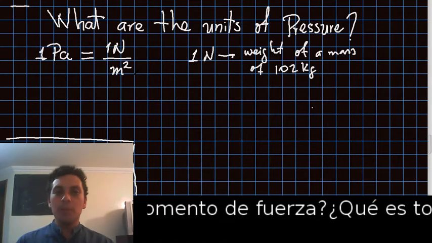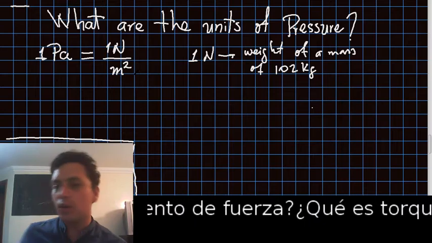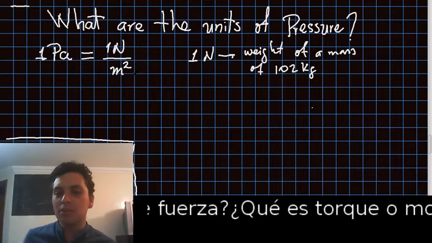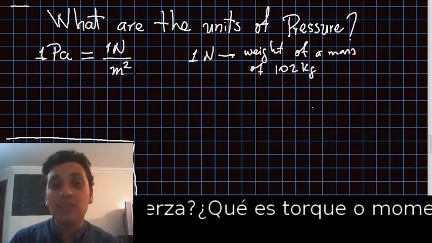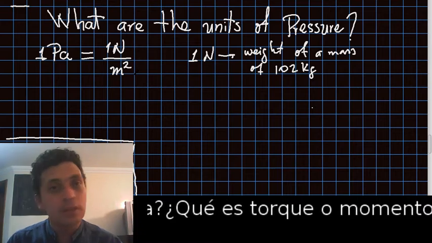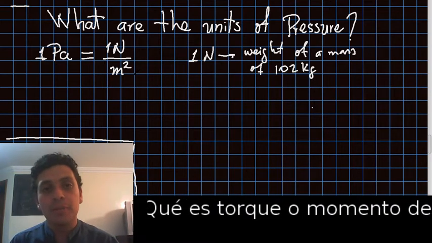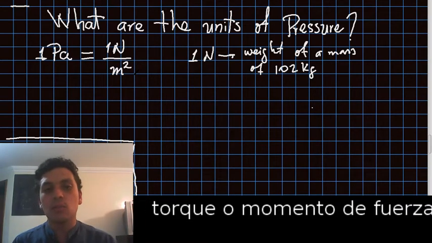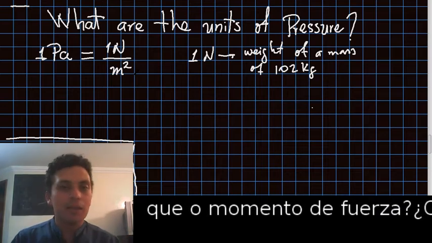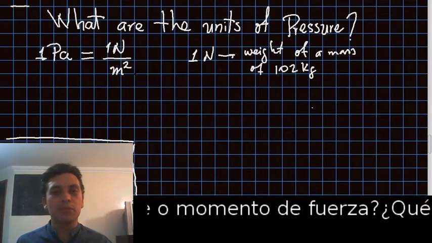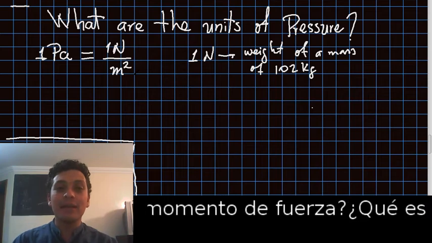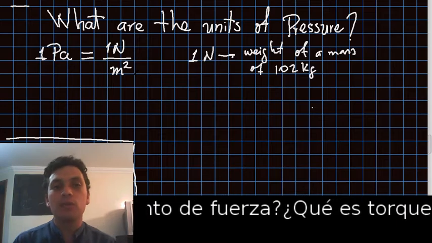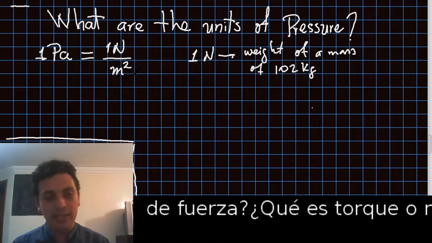So if you put a mass of 102 grams, maybe your cell phone is about that, on a surface of 1 square meter, the pressure that the cell phone applies upon the surface will be 1 Pascal. But let's do it simpler for you. Let's have an idea of what is the order of magnitude of 1 Pascal. So we're going to do this exercise.